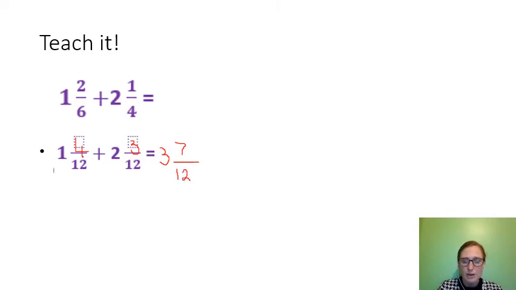In this example, I don't need to mess around between mixed and improper fractions because this is a proper fraction. The numerator 7 is smaller than the denominator 12. Let's look at our next.